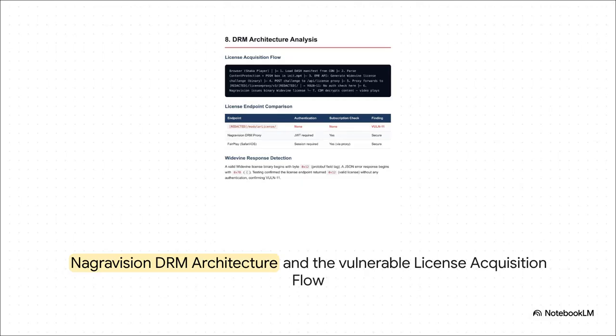Let's walk carefully through the intended DRM flow. In steps 1 and 2, the browser loads the manifest, and the content decryption module generates a Widevine challenge. Step 3 is where the catastrophic failure occurred. The browser sends the challenge to the license proxy endpoint. The vulnerability here is that this step had absolutely no authentication gate. The proxy just blindly accepted challenges from anyone on the internet and dutifully forwarded them to the Nagravision DRM server in step 4, which then blindly issued valid binary Widevine decryption keys.